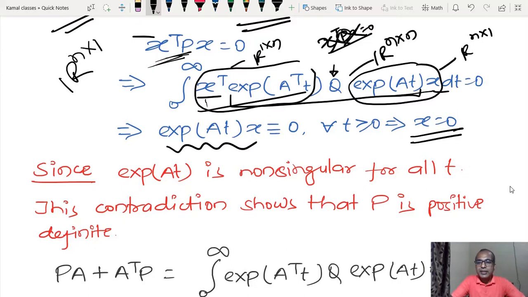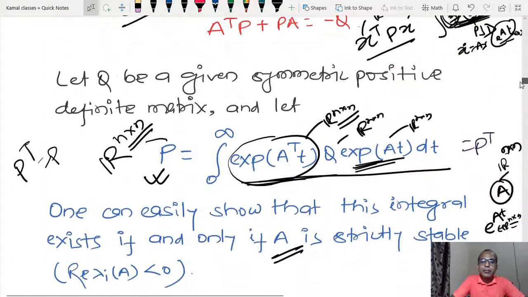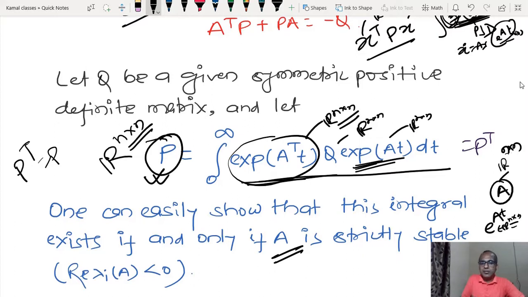Okay, so what does it mean? That if I start with X transpose Px, then I have only one choice, that x equal to 0, only then I have the quantity X transpose Px equal to 0. Okay, so I can tell that this matrix P, whatever matrix I have constructed, if I multiply with X transpose Px, then that is only 0 at x equal to 0. And we know that P equal to P transpose, that is symmetric. So what kind of conclusion can I tell?